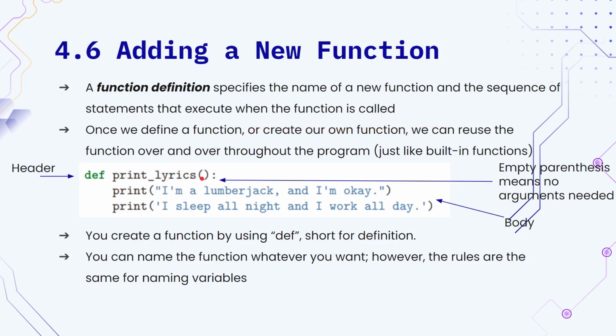The first line is called the header, where we define the name of the function and any arguments that we want. In this case, there are none. After the colon, this is where we write what the function should do whenever we call it. You can create a function by using the def, short for definition, which you can see at the beginning. And you can name the function whatever you want, but there are rules and unwritten rules that are the same for naming variables. So let me show you what this looks like in the text editor.